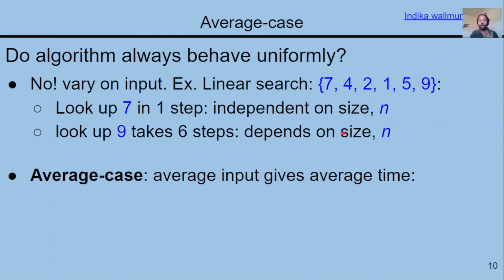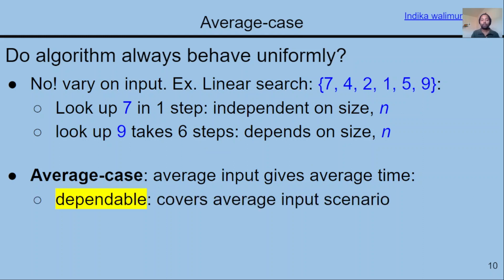So that means algorithms do not behave uniformly. Okay? So let's then talk about the average case. The average case governs the behavior of the algorithm on an average input. So basically, average input gives the average time.